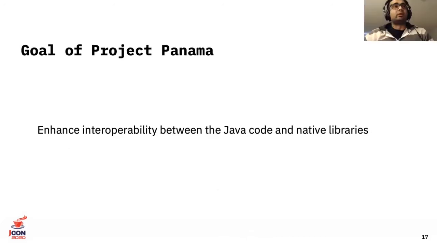Thank you, Toby. So now we're going to dive into Project Panama. The goal of Project Panama is to enhance interoperability between the Java code and native libraries, which simply means that we want to make it easier for Java developers to consume native libraries written in C and C++.